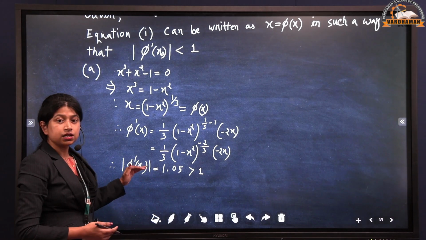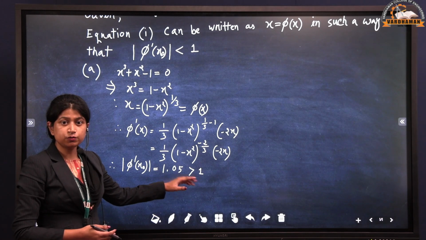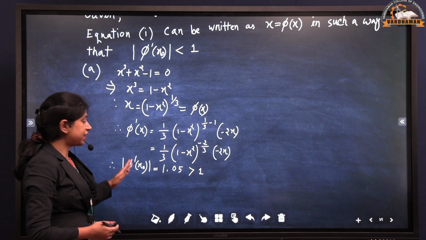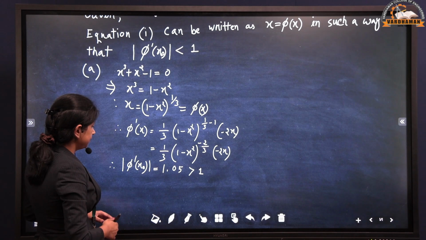Okay, since the absolute value of this phi dash x naught is greater than 1, we cannot use this, because as per the condition we need to have modulus of phi dash x naught less than 1. Okay, let us see the next one.